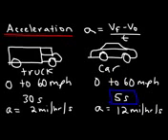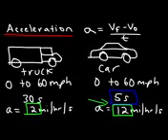As you can see, the acceleration of the sports car is much greater than the acceleration of the truck. The truck is going to take a long time to go from 0 to 60, but the sports car will get there a lot faster, and so it has a greater acceleration. That's the basic idea behind acceleration. It tells you how fast the velocity is changing.